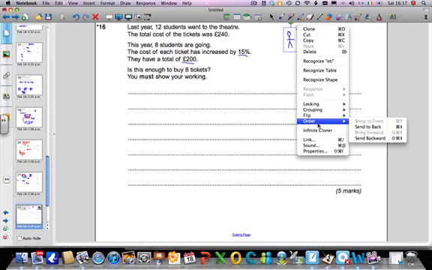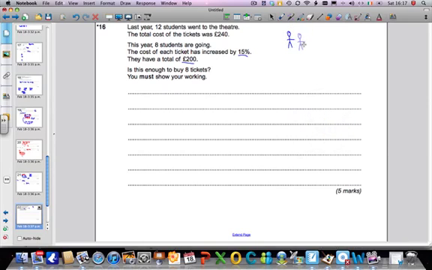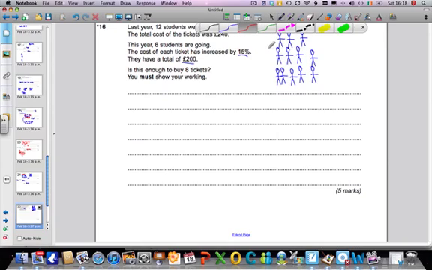Let's do this. Right, so 1, 2, 3, 4, 5, 6, 7, 8, 9, 10, 11, 12. So we got 12 students and they went to the theatre. And the total cost was £240.